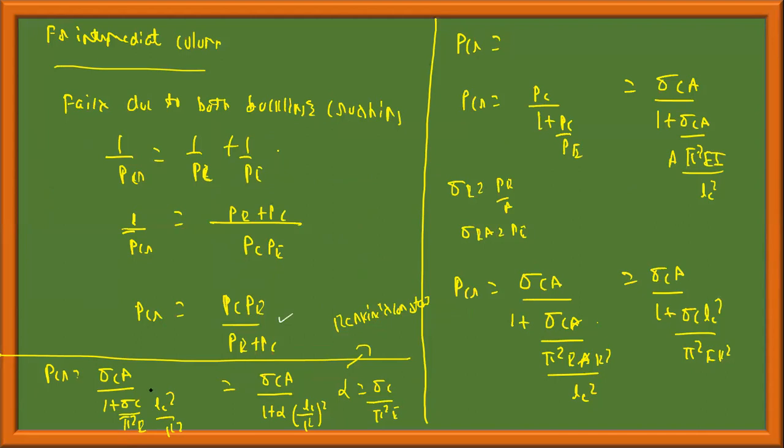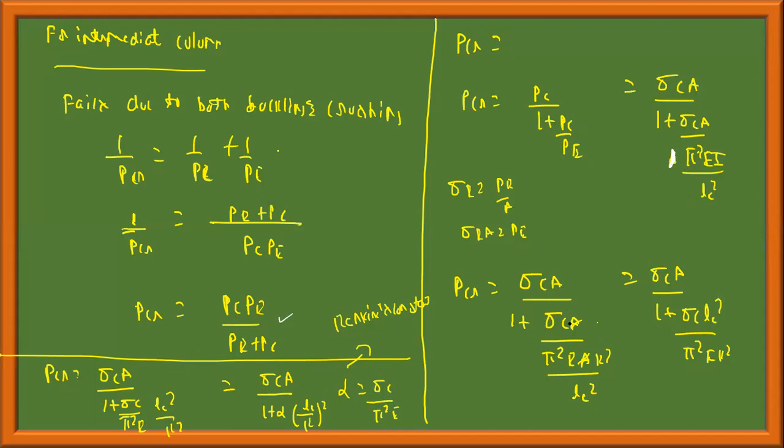Now I can replace the crushing load PC as sigma C into A. I will divide throughout by PE. Then I will get 1 by PC by PE, where I write PC as sigma C into A, and then 1 plus sigma C into A. Here I will not write PE in terms of sigma. I will directly substitute PE, that is buckling load, as pi square E I by Le square.